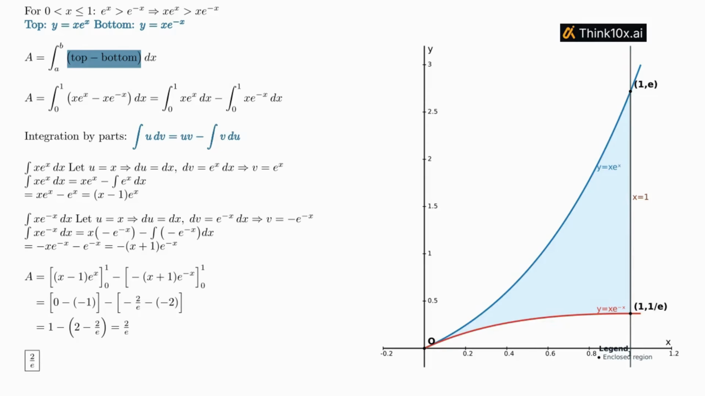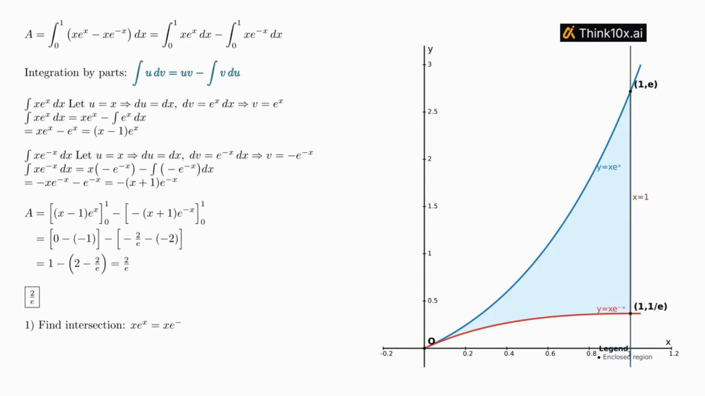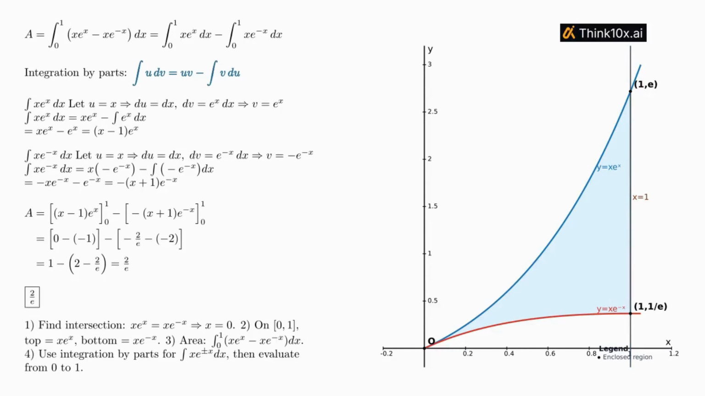This is the final area of the enclosed region. We first found where the curves meet to get the left boundary at x equals 0, and we used the given line, x equals 1, as the right boundary. Then we identified the upper curve on that interval and integrated upper minus lower. Finally, we used integration by parts on both product integrals and evaluated from 0 to 1 to get 2 over e.